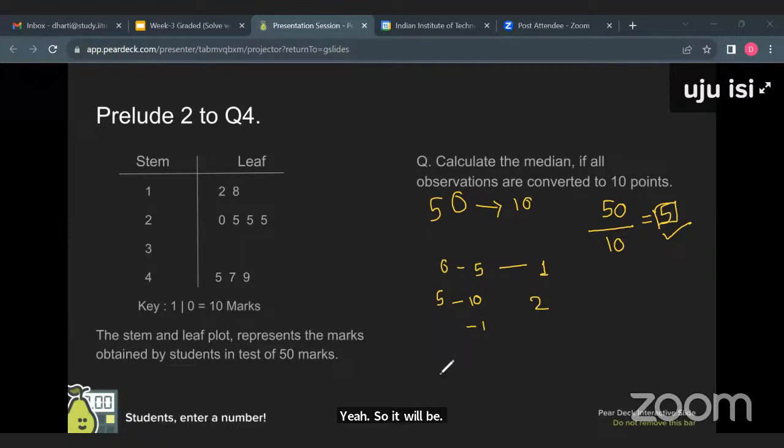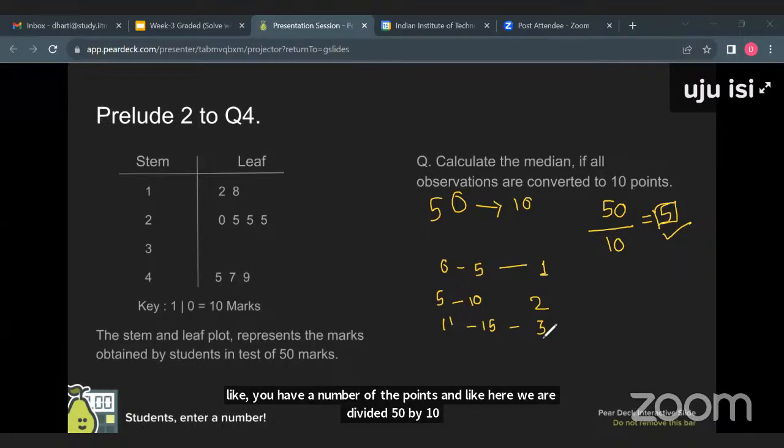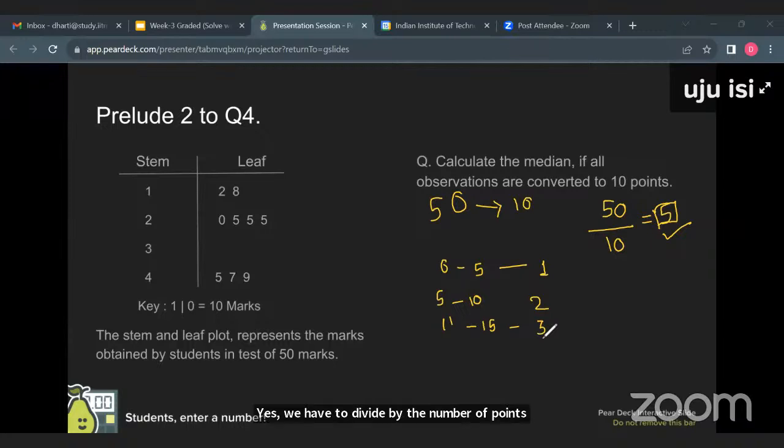So now do you have an idea of what to do with this question? Ma'am, if the marks are given and the points are given, we have to divide the marks by the number of points. Like here we have divided 50 by 10. 50 by 10 will give you the length of the interval you need for this particular question. Yes, ma'am.